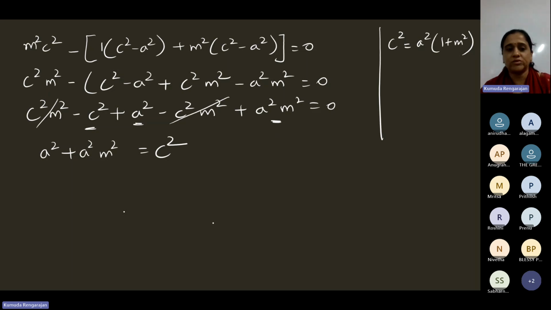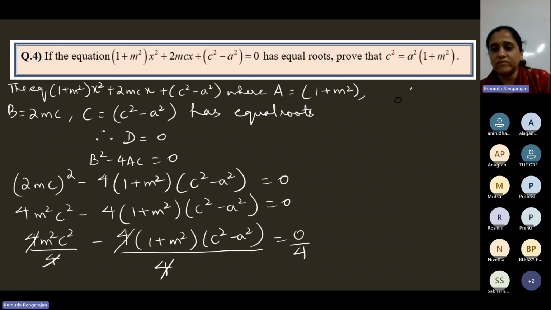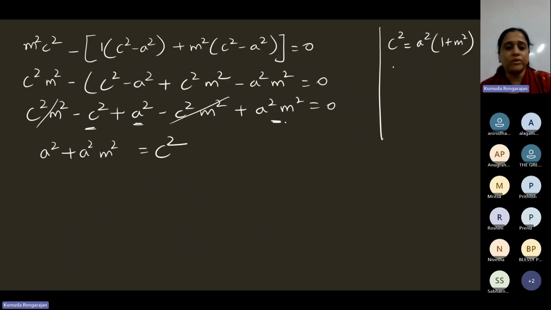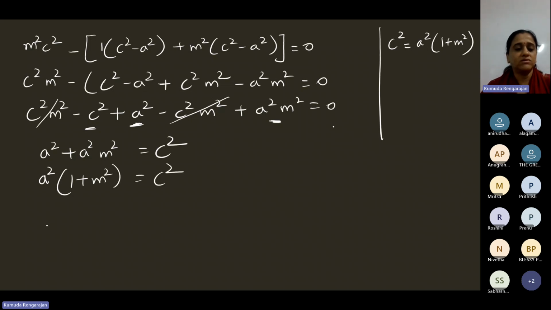Now, after this, how to proceed? Look at the result which we have to prove. We have c square alone on one side, so we'll take c square to the other side. Then you can see the result has a square and m square on the other side. So minus c square is plus c square on the RHS, and then a square plus a square m square. Whenever there's something common, take out the common factor. 1 plus m square is equal to c square, or c square is equal to a square into 1 plus m square.